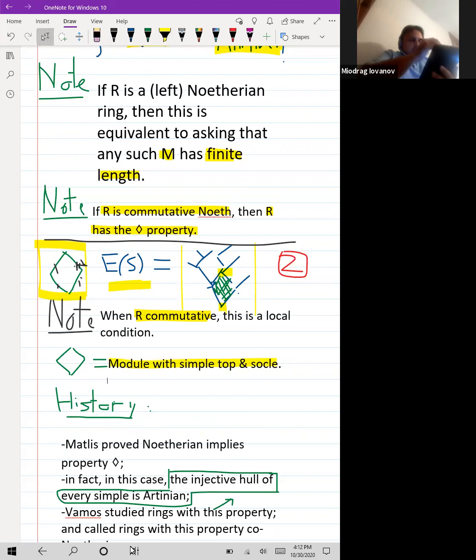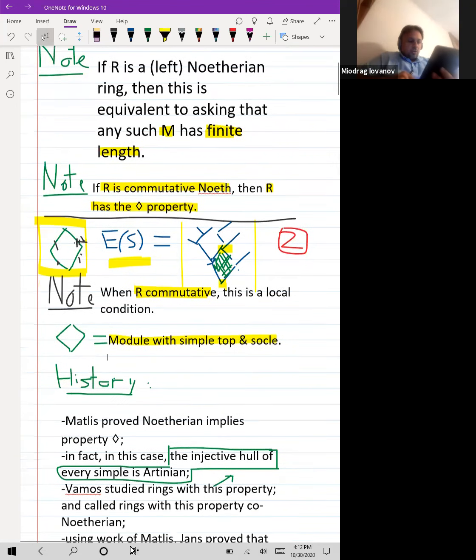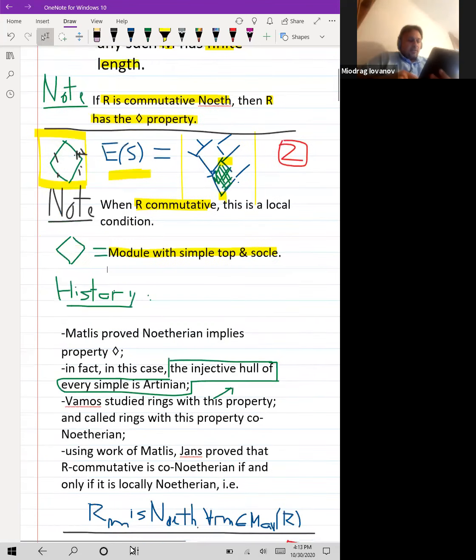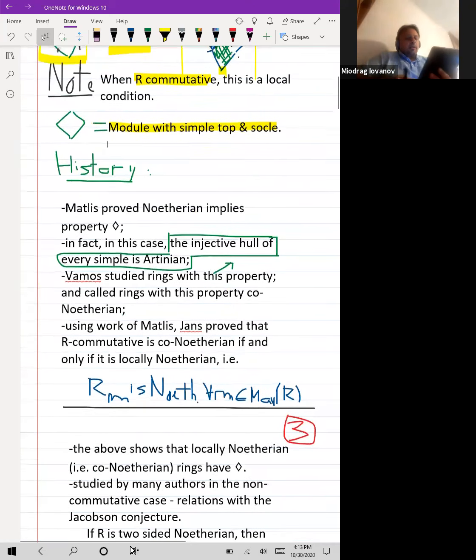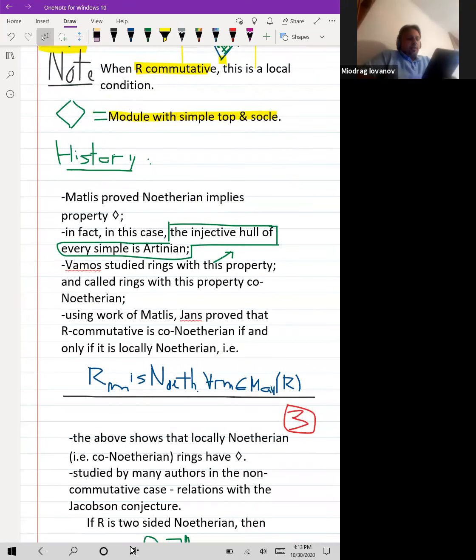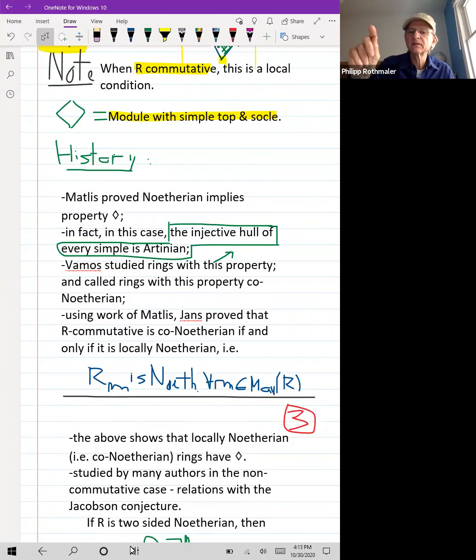So let me go a little bit into the history of this. As I said before, Matlis proved that Noetherian implies property diamond. So if you have a Noetherian ring, then the injective hull of every simple is what we call locally finite.